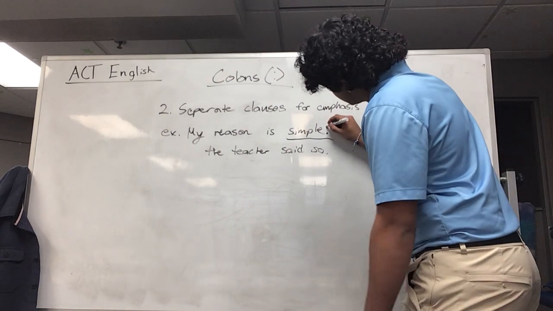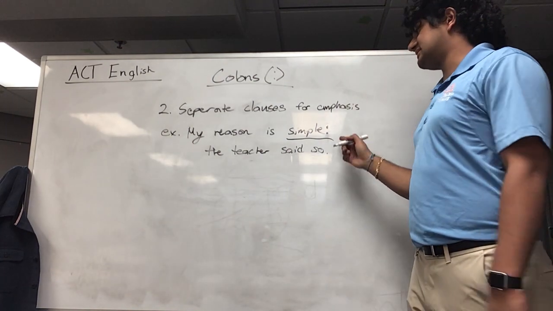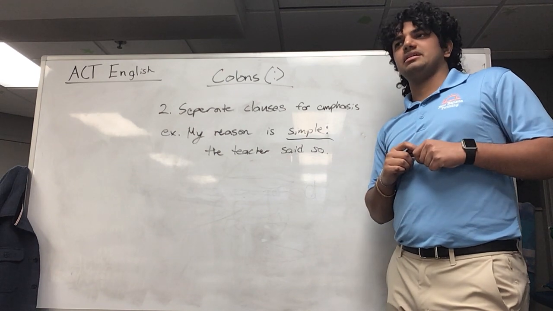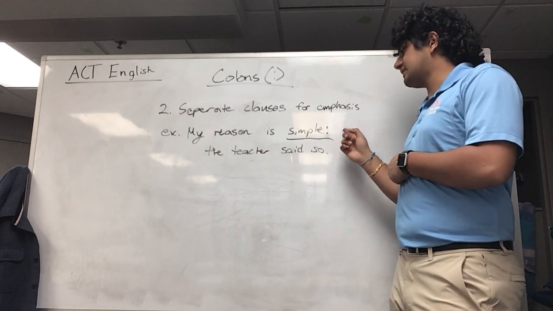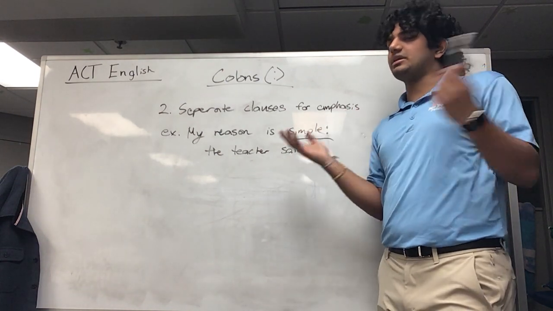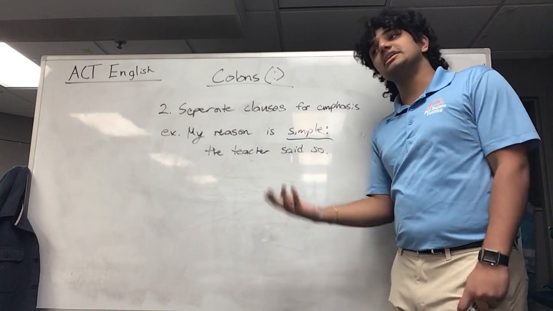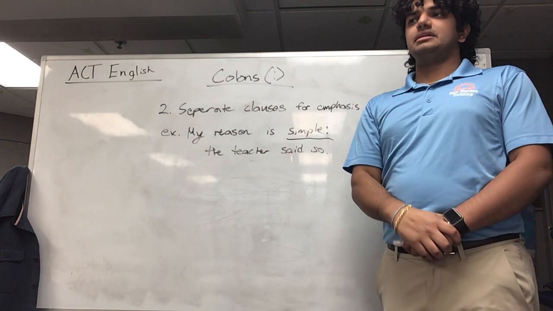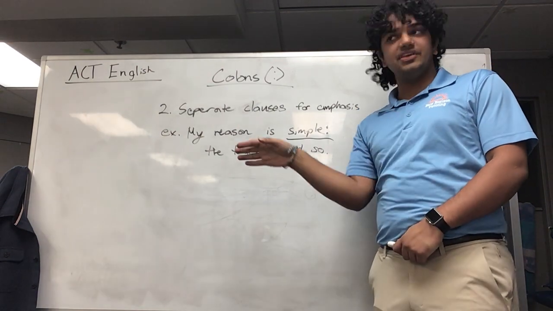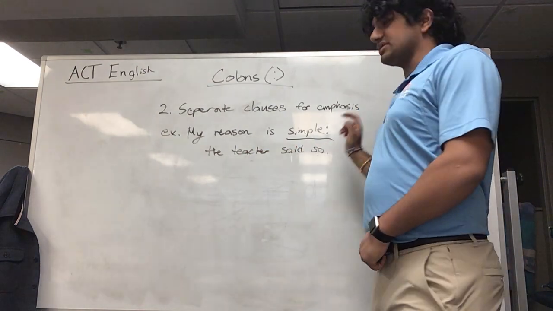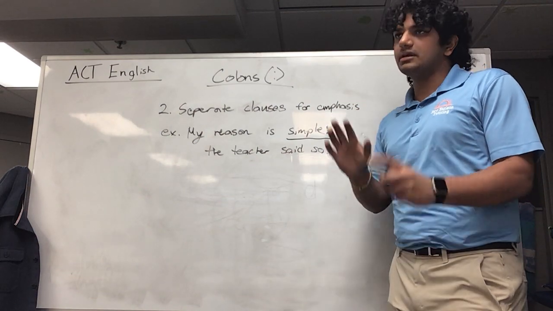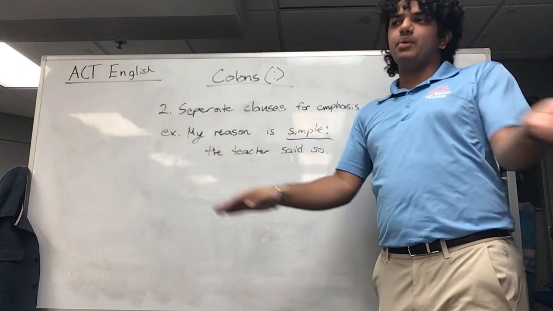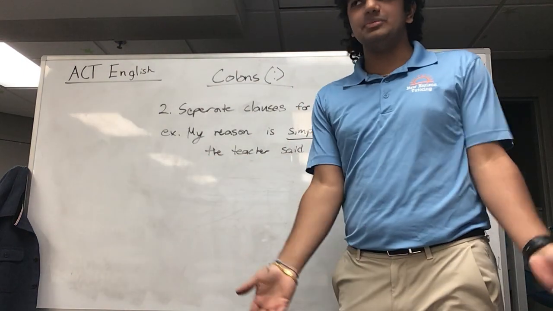Now the other option is a colon. My reason is simple: the teacher said so. Well, both of those seem perfectly fine, right? And there's nothing different in them other than the fact that it's a period or a colon. Well, then how do you pick between the two? The answer is the ACT is never, ever, ever going to make you do that. So if you see an answer choice where nothing is different other than the fact that there's a colon or a period, or in a minute we're going to talk about a semicolon, then you can eliminate both of those answer choices because they're never going to make you pick between the two of them.